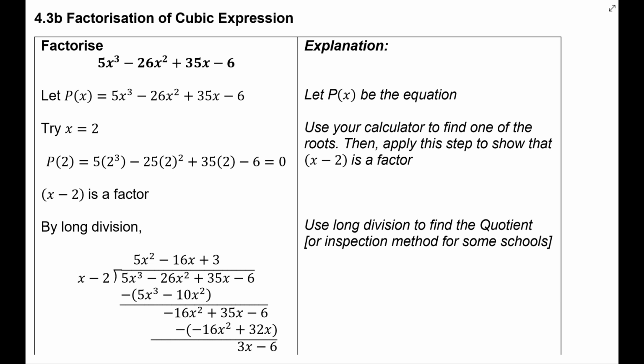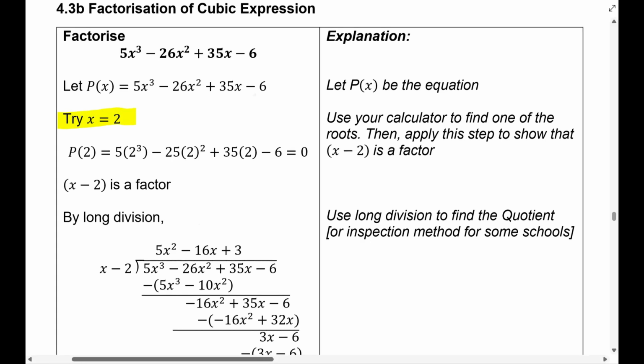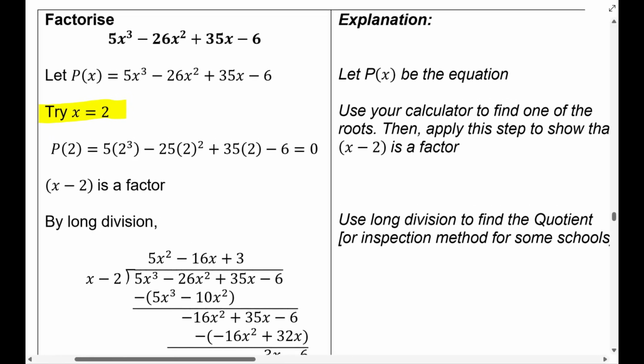So we need to use our factor theorem to try out one of our factors and prove that it is a factor. So once we get our values from our calculator, then we can try x equals 2 and then plug in, substituting x equals 2 into our polynomial shows that it equals 0 and conclude that x minus 2 is a factor.